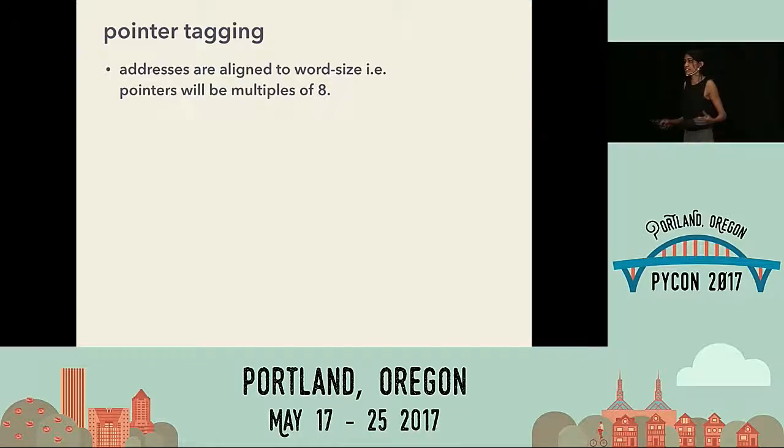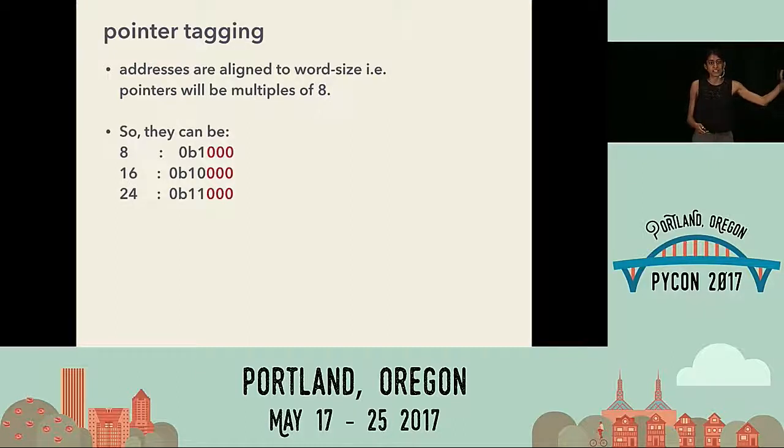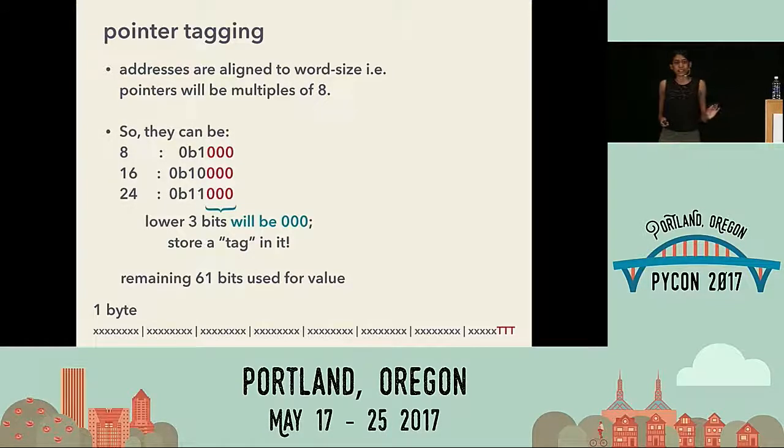Most modern computers use word address memory, right? So it means that all addresses are spaced about 8 bytes apart. So pointer values will be multiples of 8. So they can be 8, they can be 16, they can be 24, but they can't be 7 or 3. Notice anything? The coloring might give it away. But the lower three bits will always be 0, right? And this comes from the fact that they are multiples of 8. And the idea behind pointer tagging is you store information about the remaining 61 bits in those last 3 bits.